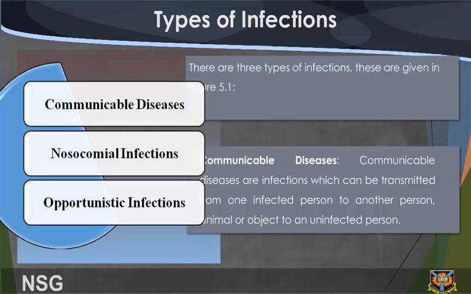Types of infections. There are 3 types of infections. These are given in Figure 5.1: communicable diseases, nosocomial infections, opportunistic infections. Communicable diseases are infections which can be transmitted from one infected person, animal or object to an uninfected person.